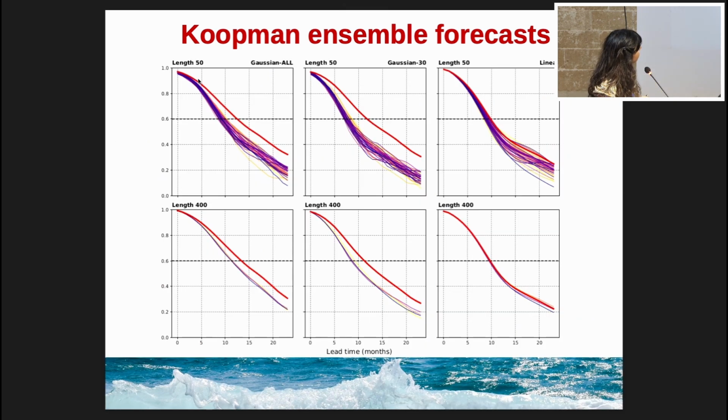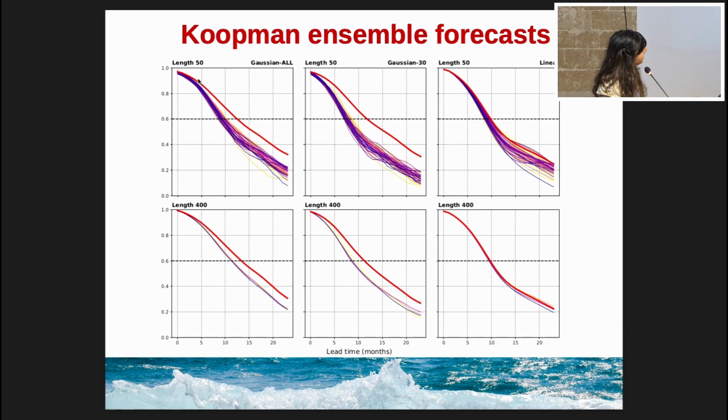We computed the Koopman operators with 400 years of data and with 50 years of data, which is very little. Even for a LIM, 50 years is kind of on the edge. So here we have the ACC, the correlation of each one of the different forecasts, and then we have the correlation of the ensemble mean. And what we see is there is a skill boost by taking the ensemble mean. The ensemble mean in the Gaussian case is performing much better than any of the single ensembles.